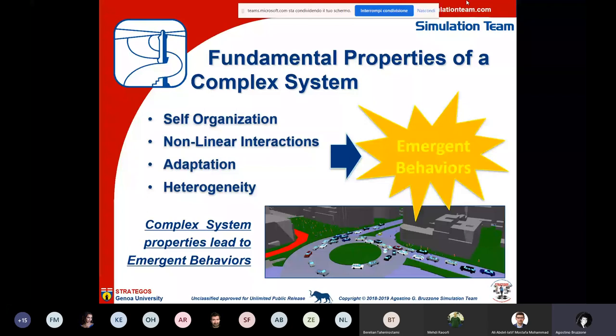Okay, very good. Then complex systems have nonlinear interaction, so the generalization principle doesn't work. It means that you cannot solve the problem by separating it. Then it adapts, and then it has heterogeneity, so they have many components inside. And that leads, as we said, to emergent behavior.